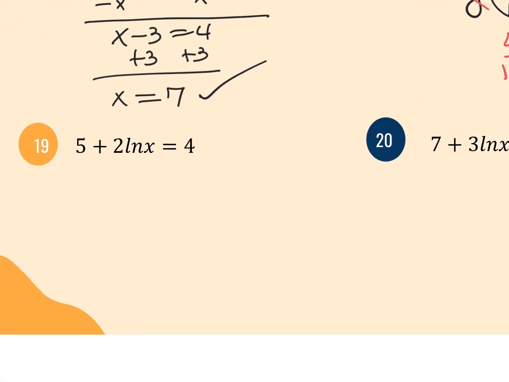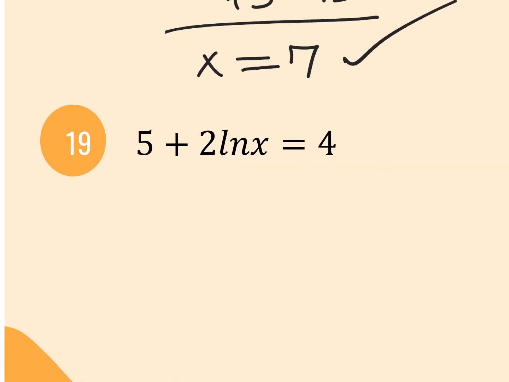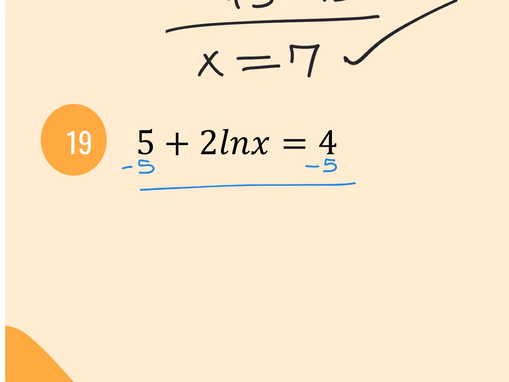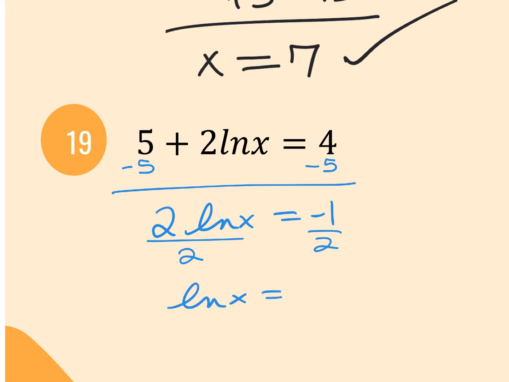So let's come on over here to number 19. Again, my goal here is to isolate that log. So I'm going to subtract the 5 from both sides. I have 2 times ln x equals negative 1. I want to isolate the natural log of x, so divide by 2. So ln x equals negative 1/2.